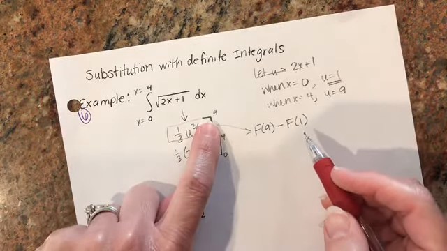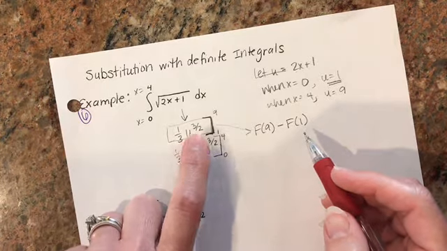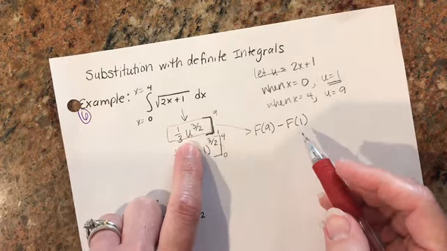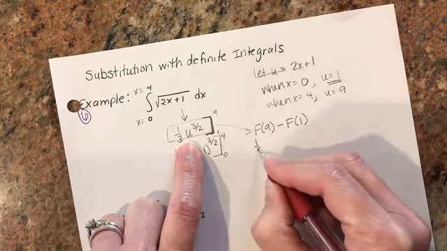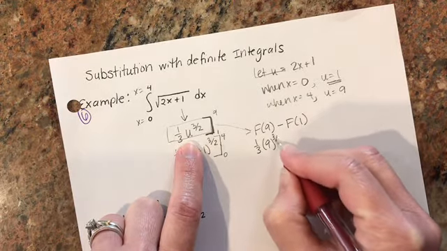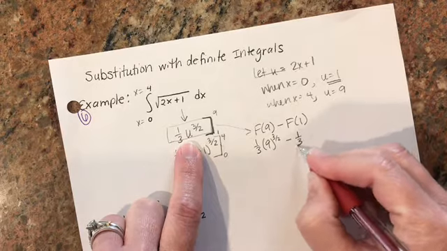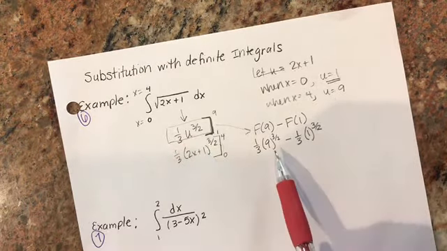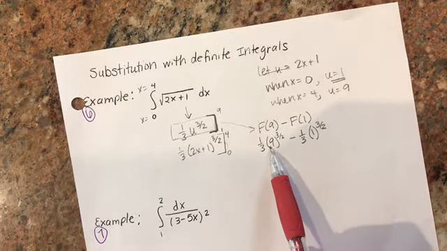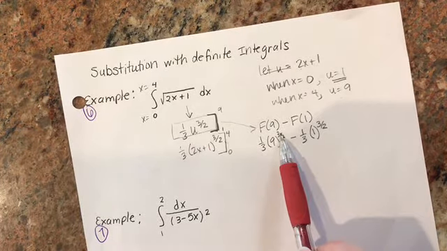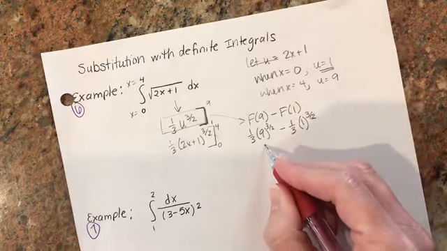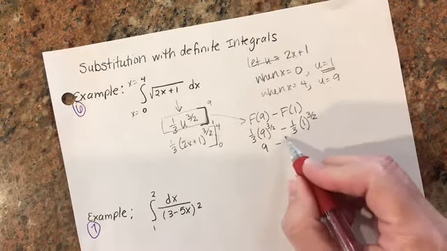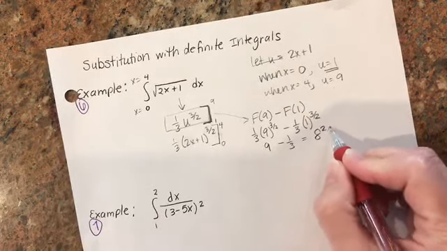So if we plug 9 into this, we're going to get 1/3 of 9 to the 3/2 minus 1/3 of 1 to the 3/2. Okay, and so this would be the square root of 9 is 3, and then 3 to the 3rd is 27. A third of 27 is 9. You can type it in your calculator. 1 to the any power is 1, so it's 9 minus a third, so it's 8 2/3.